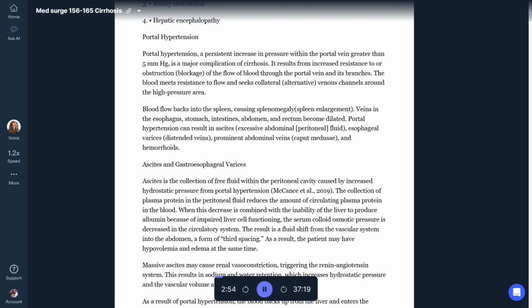Variceal bleeding can occur spontaneously with no precipitating factors. However, any activity that increases abdominal pressure may increase the likelihood of a variceal bleed, including heavy lifting or vigorous physical exercise. In addition, chest trauma or dry, hard food in the esophagus can cause bleeding.